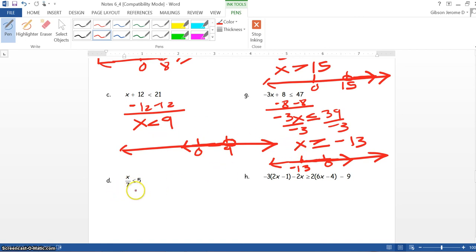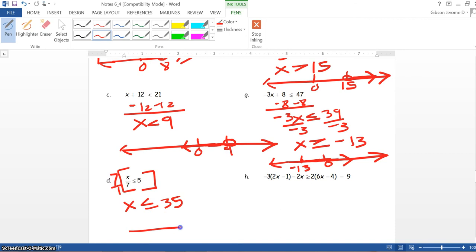Now for D, what we need to do for D is this here. We notice here that we have x over 7 is less than or equal to 5. So what we will have to do is multiply everything by the common denominator of 7. So we will multiply 7 by this whole inequality here. Now, we could make this 7 over 1. We know these 7s will simplify out. That will leave us x. And 7 times 5 we know is 35. So we have x is less than or equal to 35.